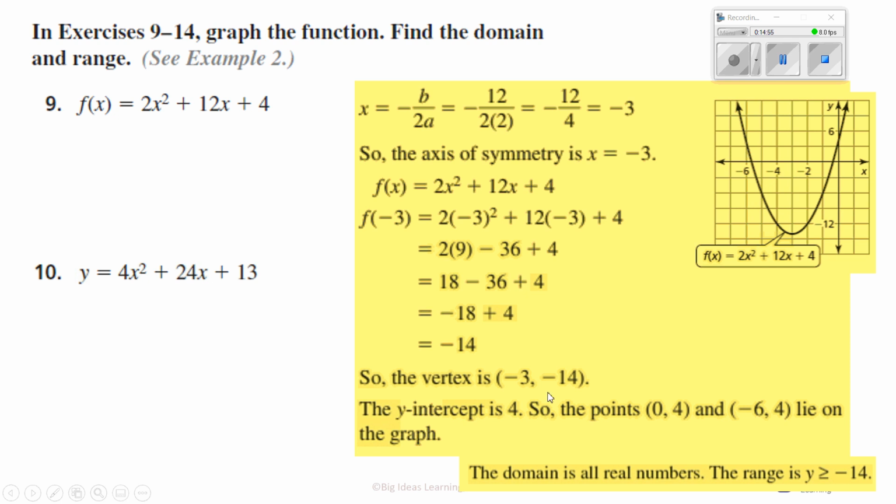All right. The domain is all real numbers because these arrows go on forever in each direction. And the range is any number that is, let's see, negative 14 and greater. Right? All right, you have number 10 to do. Let's move on.